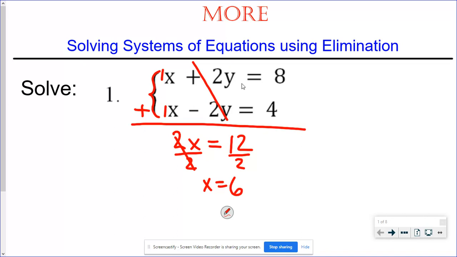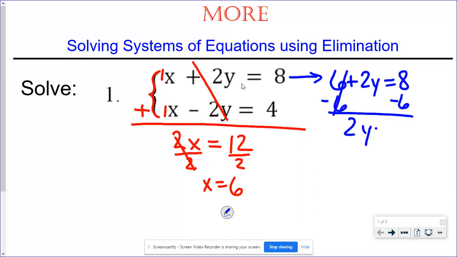Now, unlike substitution, where I would say, hey, let's just go where it says y equals, I don't have a y equals right now. So I'm going to go to either one of the equations. It doesn't matter which one. I prefer the top equation just because the coefficient, the number that's with the y, is positive. So I would use this equation right here. Instead of the x, I would write 6 plus 2y equals 8. And then we're going to solve this. We'll get rid of the 6. 2y equals 2. And then divide by 2.